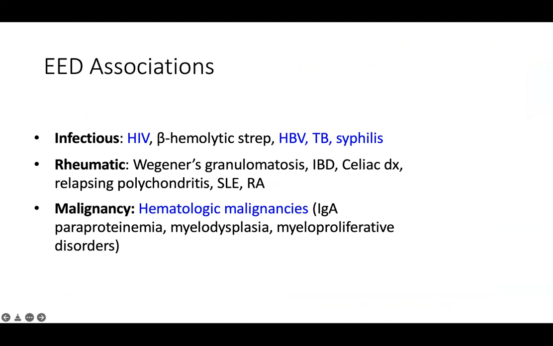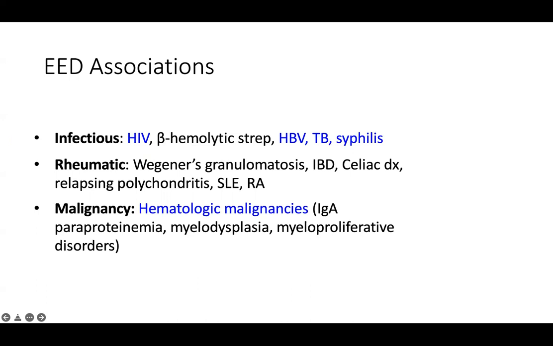What are the associations with erythema elevatum diutinum? So you'll want to see, does the patient have an infection? Do they have HIV? Do they have strep? Do they have hepatitis B, tuberculosis, or syphilis? Again, vasculitis is due to a trigger. So you're not surprised at all that these are the same triggers as any other vasculitis that you would see. Rheumatic includes things like GPA, inflammatory bowel disease, celiac disease, relapsing polychondritis, SLE, and RA. So again, these associations make a ton of sense because they're usually antibody mediated, and you're going to see some vasculitis in many of these processes.